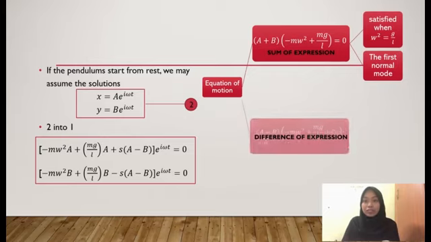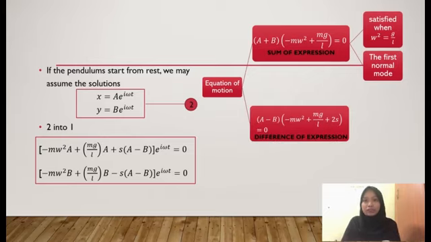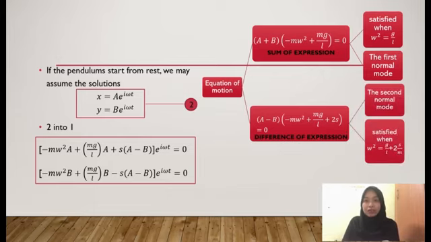Whereas, if we subtract, the expression will give (a minus b) times (negative m omega squared plus mg over l plus 2s) equals 0, which is satisfied for the second normal mode, omega squared equal to g over l plus 2 times s over m.